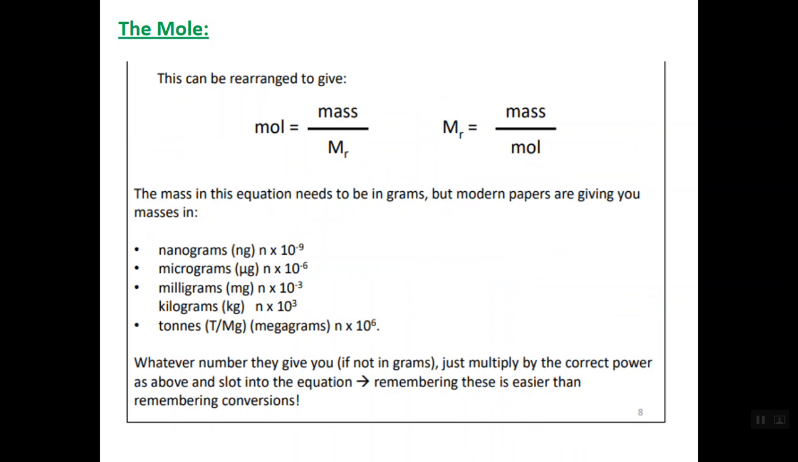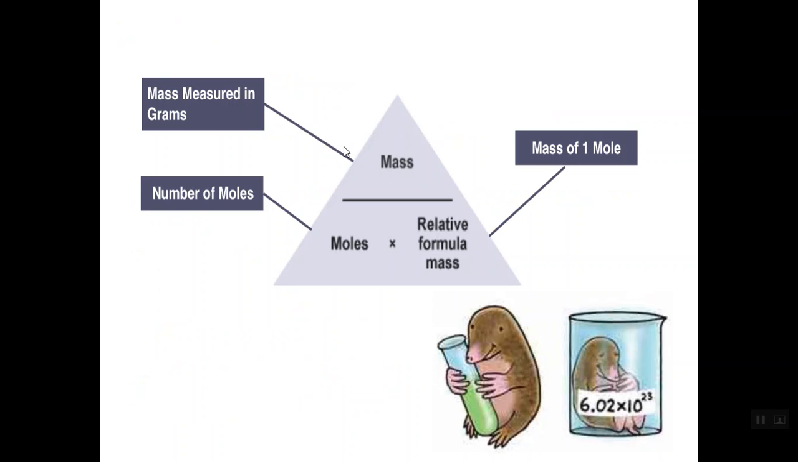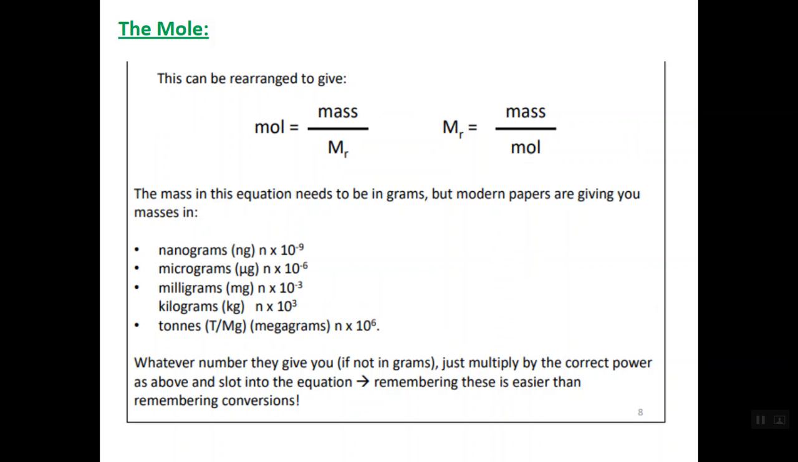Now, you can rearrange that, and I've done it for you. I've given you the rearranged equation because it can be quite difficult anyway. So when we are looking for mass, we are doing moles times Mr, relative formula mass. When we are looking for moles, we're doing mass divided by the Mr. And when we're looking for Mr, we're doing mass divided by moles.